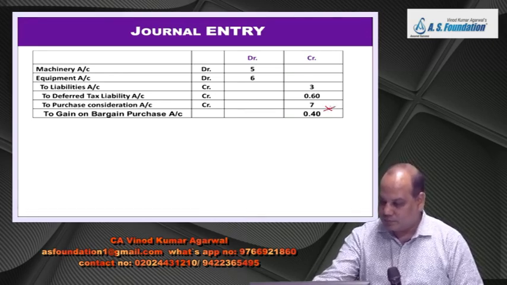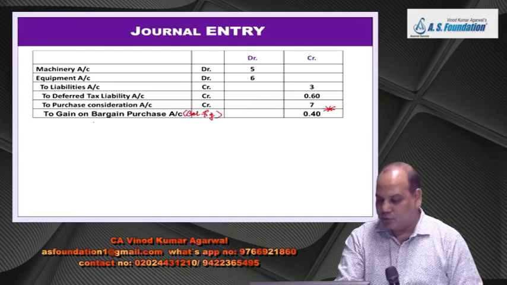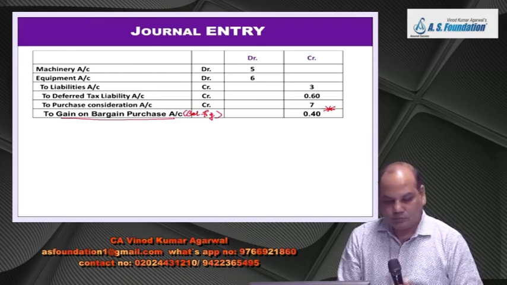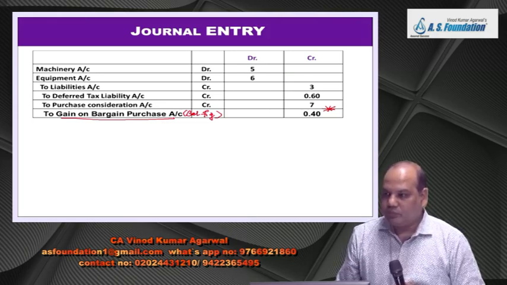Just check. Is the balancing figure on the credit side? So that we will write to gain on bargain purchase 0.40. Say, is it right? Okay.